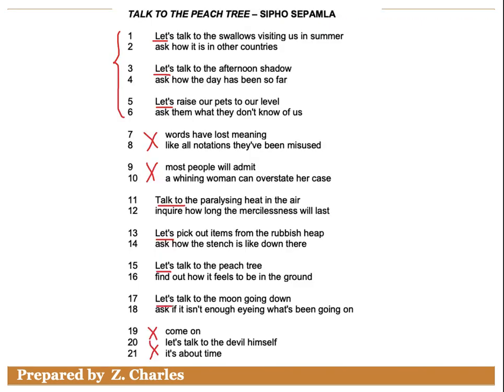Okay, so we've just gone over grade 12's lines 1 to 6. And if you look at the structure, I've made some nice annotations there for you. So line 1 to 6, remember there's a repetition of let's.